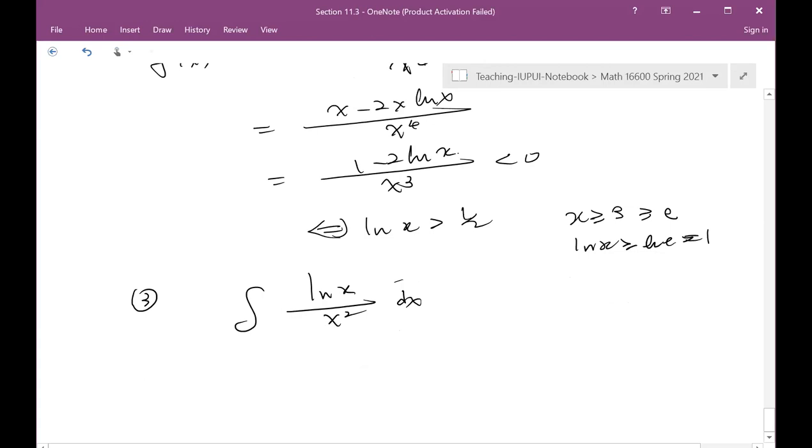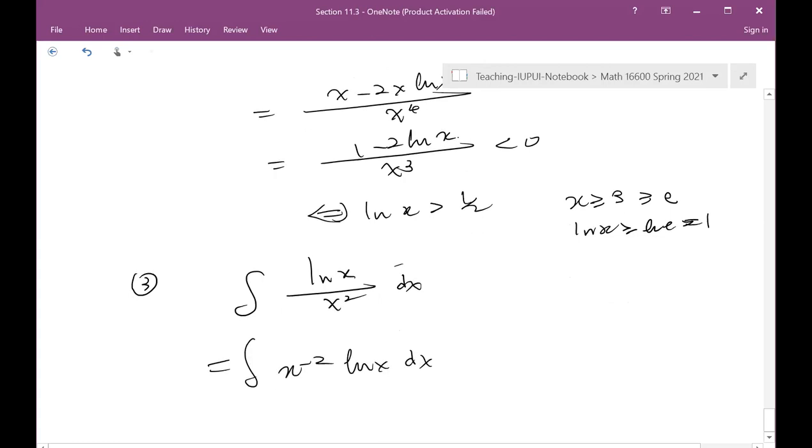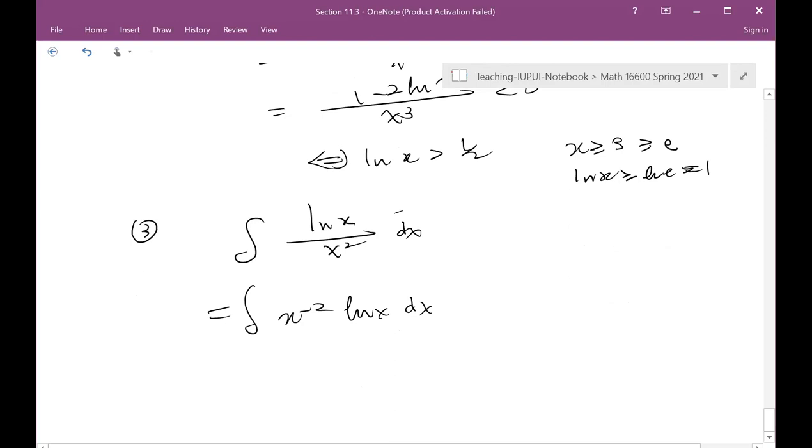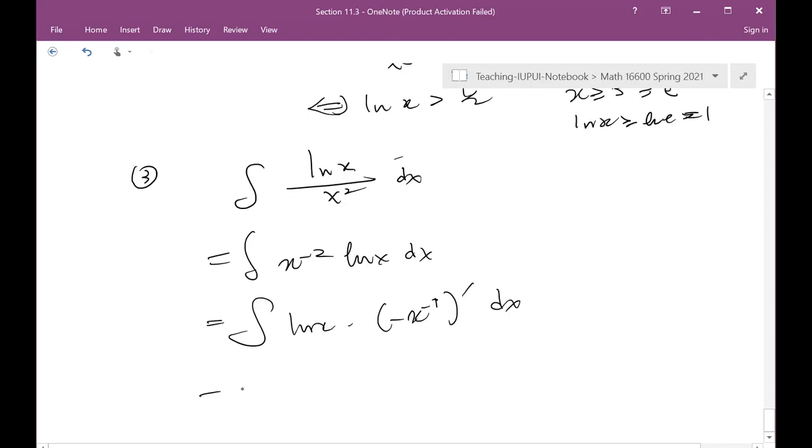How do I evaluate this integral? This is going to be x to the negative 2 natural log x dx. I think I'm going to use integration by parts. I want to differentiate this natural log x, this is my u, and then it switches order, right? This will be negative x to the negative 1 natural log x, minus positive, and this will be x to the negative 1 times 1 over x.